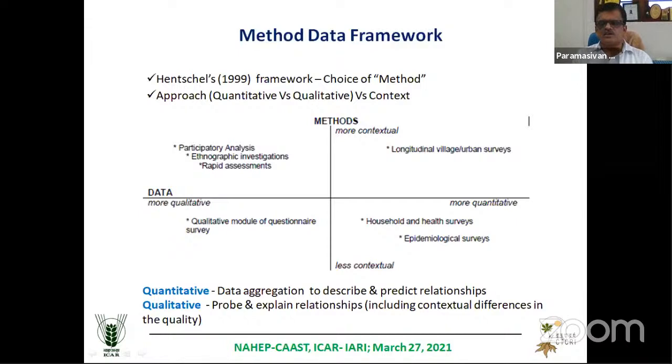And less contextual and more quantitative are epidemiological surveys, household and health surveys, and sample surveys, such as the NSSO surveys. Most of them are, unless they integrate the qualitative component, more of a quantitative thing. Now we are at a stage where we cannot be exclusively quantitative or qualitative. We are mixing all of them together.